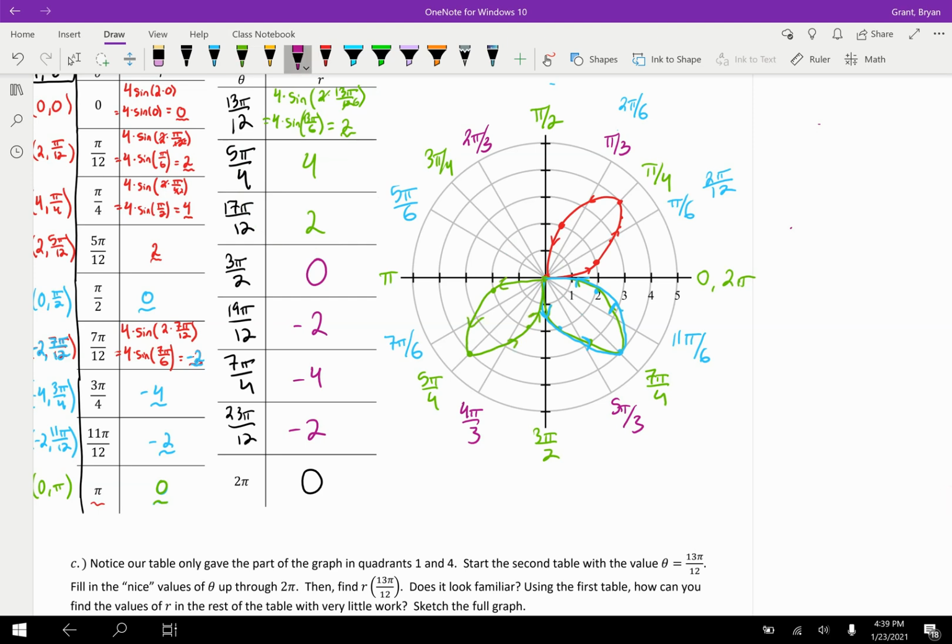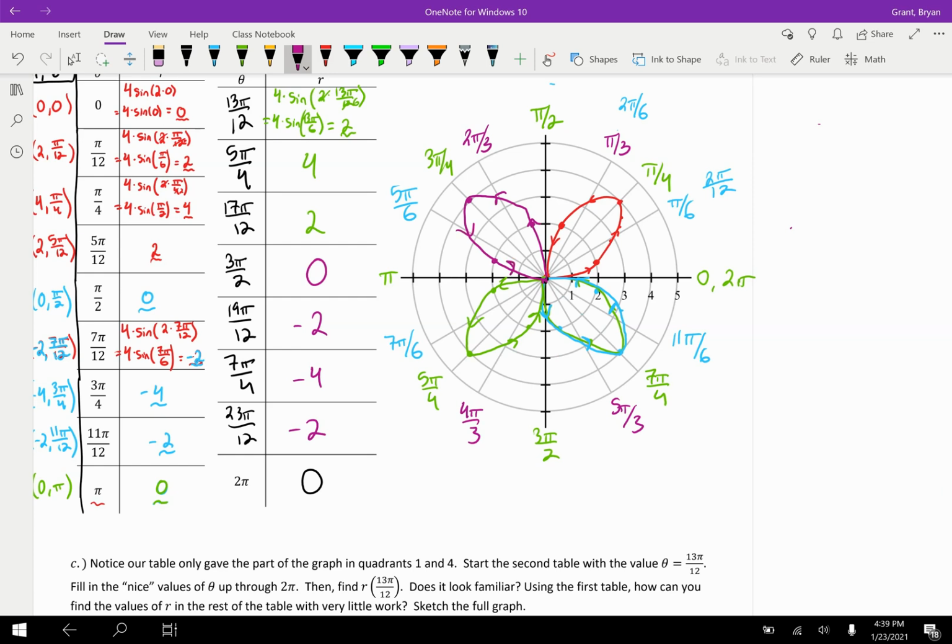Excellent. And then last but not least, we are at 3 pi over 2 comma 0, and then 19 pi over 12 is right here. But you'll notice all of our radii are negative, which is going to take me into that second quadrant where we'd expect to be 2, 4, 2, and then finishing off with 0. And here's our direction, like so.